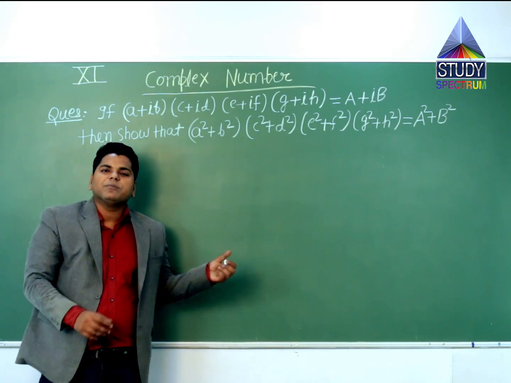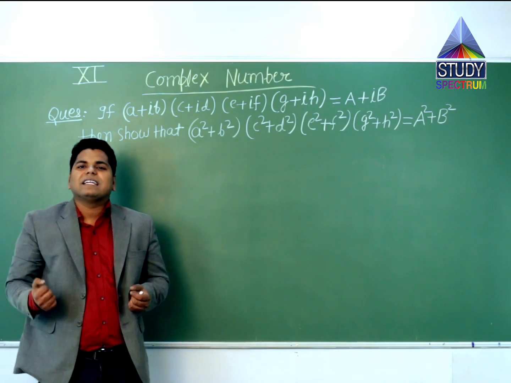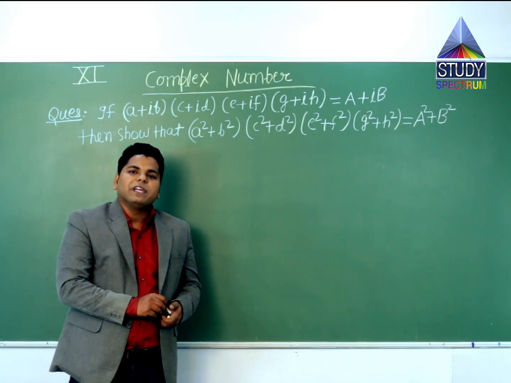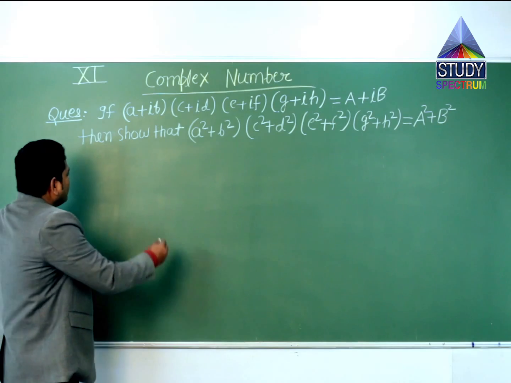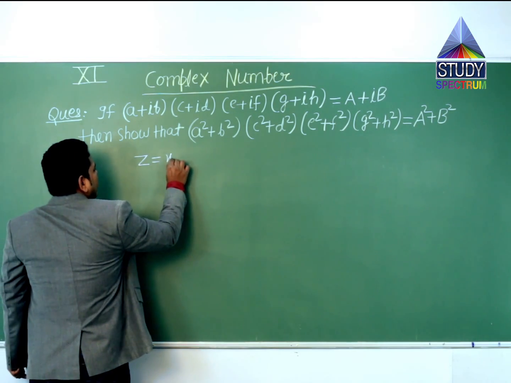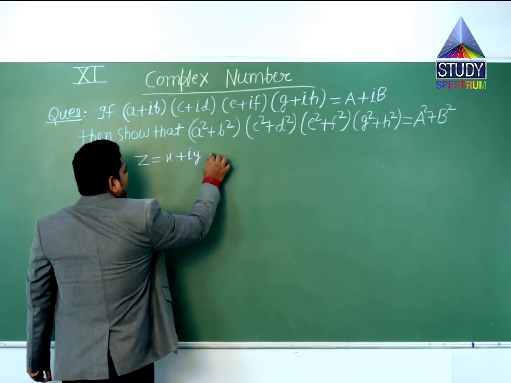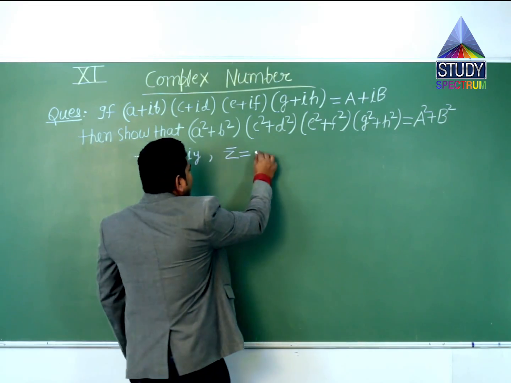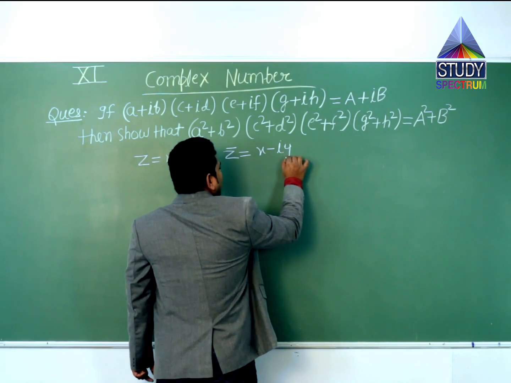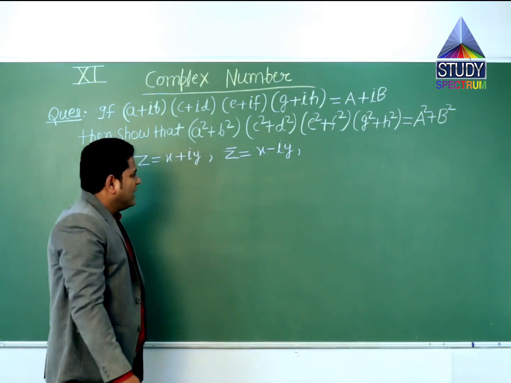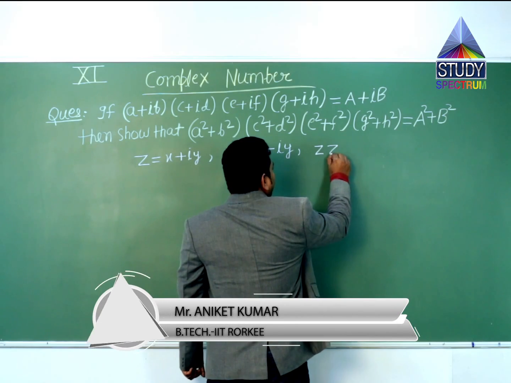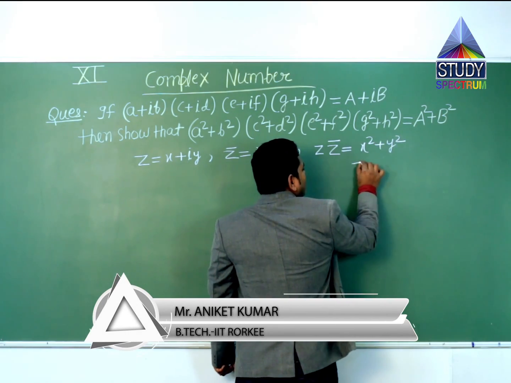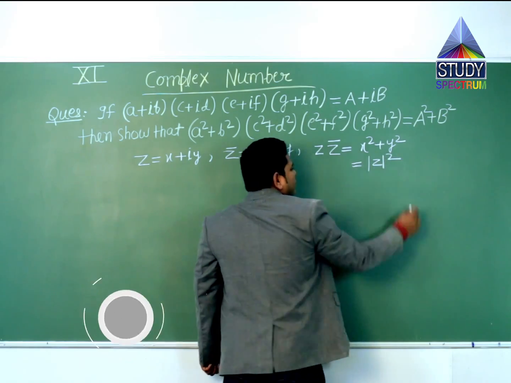Now let us do some questions based on properties of modulus and argument. While discussing properties of modulus and argument, we have discussed one property. Suppose z is x plus iy, and z bar is, what will be the z bar? Z bar will be x minus iy. If you find z into z bar, it will come as x square plus y square, or you can say it will come mod z square.